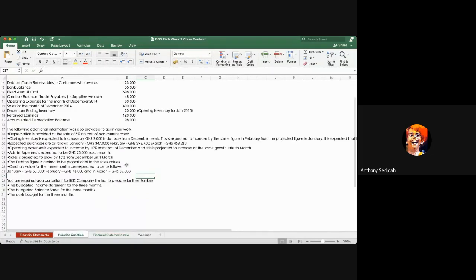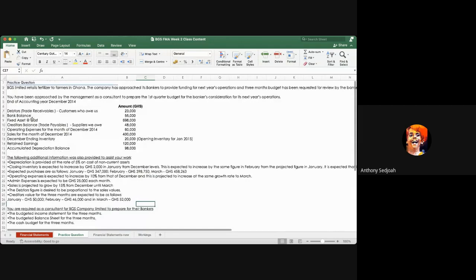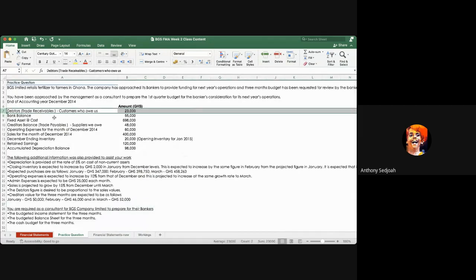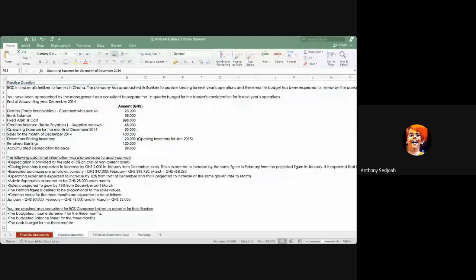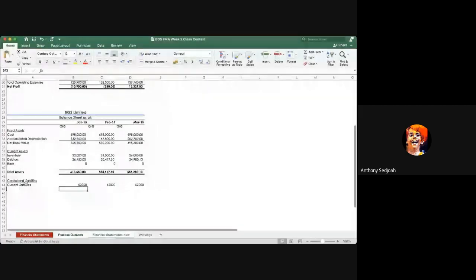So aside the creditors, I don't think there are any other current liabilities. Debtors, bank balance, fixed assets, creditors, operating expenses. Yeah. There is no other. And there's no long-term liability too, because we don't have any loan. So basically, this will be our total liabilities.